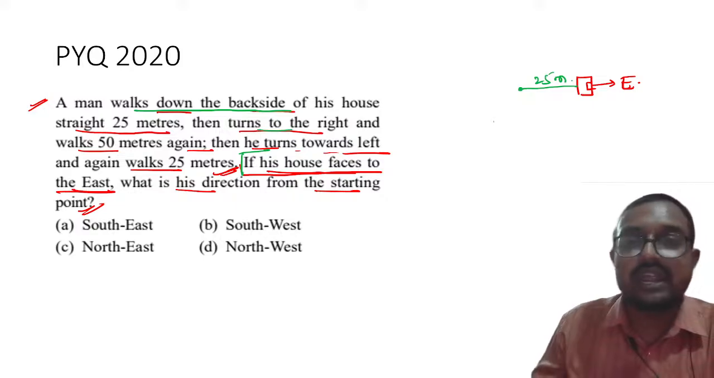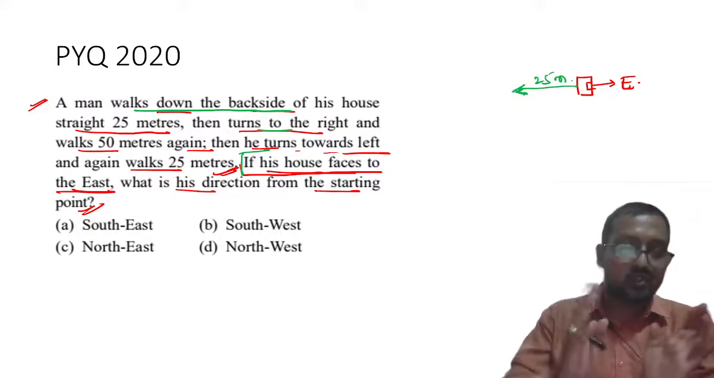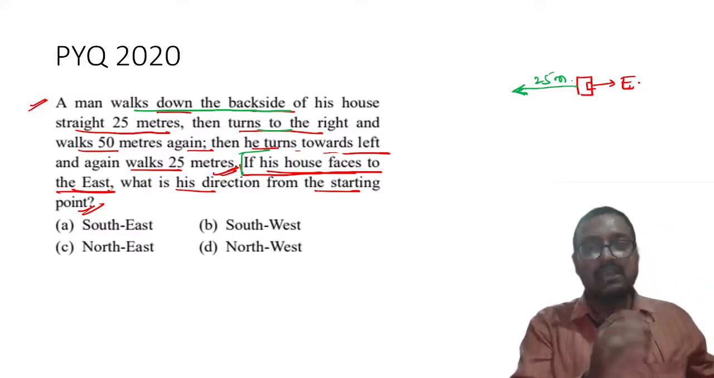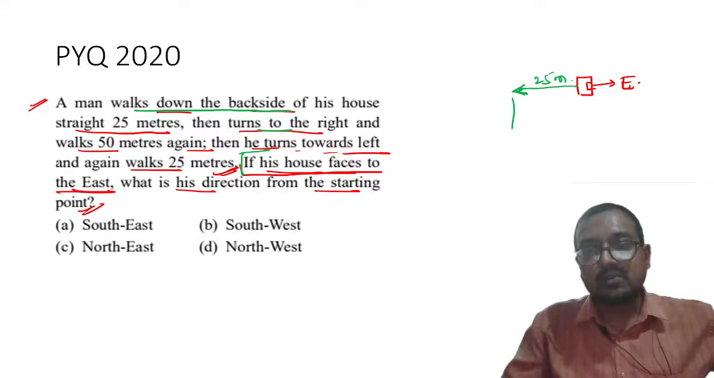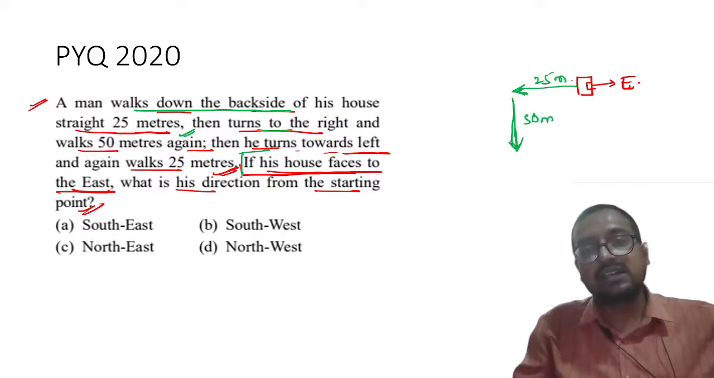Then he turns to the right. Please remember, he goes like this. Then he turns to the right. So right will be, I will face in this direction and feel that, okay, this is my right. Understood? So please remember, he will go in this direction. So this will be again how much? 50 meters again. Okay. So 50 meters are gone.